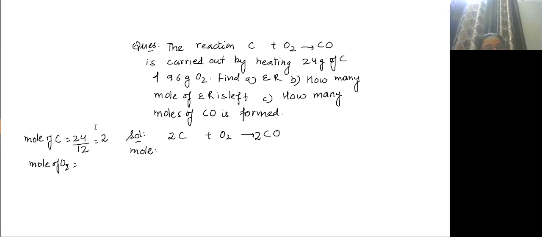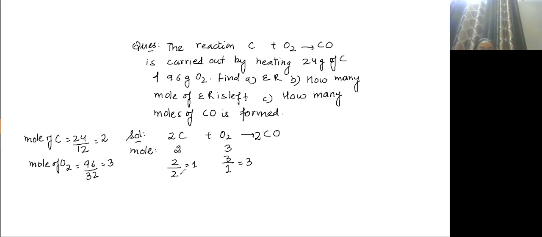Good, Shobit, good. Moles of oxygen will be 96 divided by 32. That is 3 moles. So this is 2 moles, this is 3 moles. So first thing you have to find out moles. Then divide moles by the stoichiometric coefficient. So 3 by 1 becomes 3, 2 by 2 becomes 1.